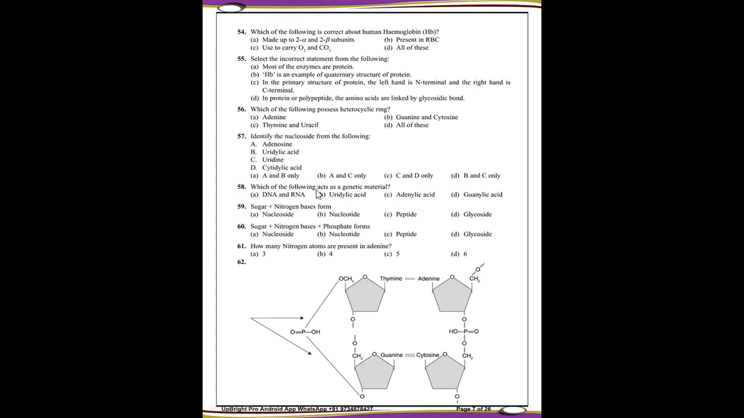Which of the following acts as a genetic material? Without wasting much time, the answer is A. RNA and DNA act as genetic material in plants and animals, or say in living tissues. 59. Sugar plus nitrogenous base forms a nucleoside. So the answer is A. 60. Sugar plus nitrogenous base plus phosphate forms a nucleotide. This one is a nucleotide and this one is a nucleoside. So the answer is B for question 60.